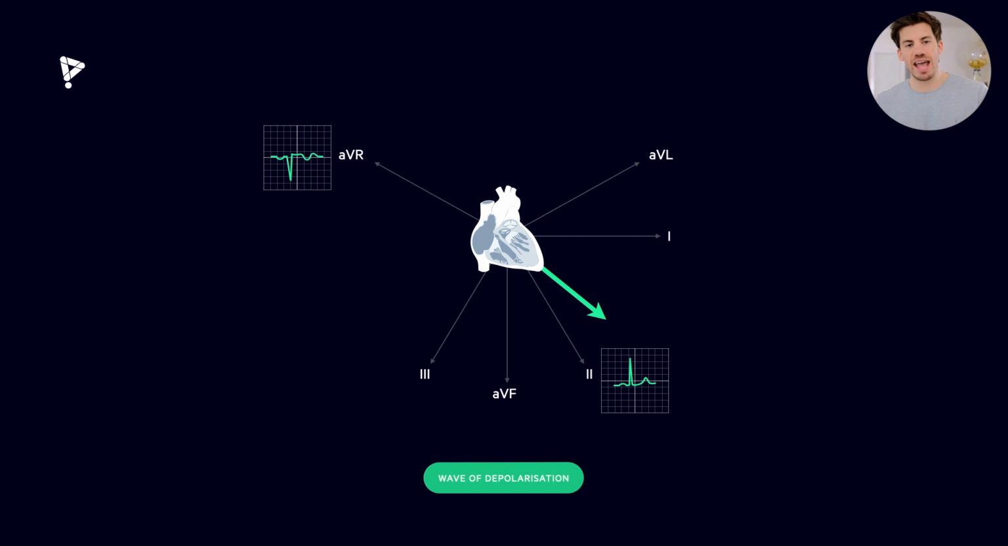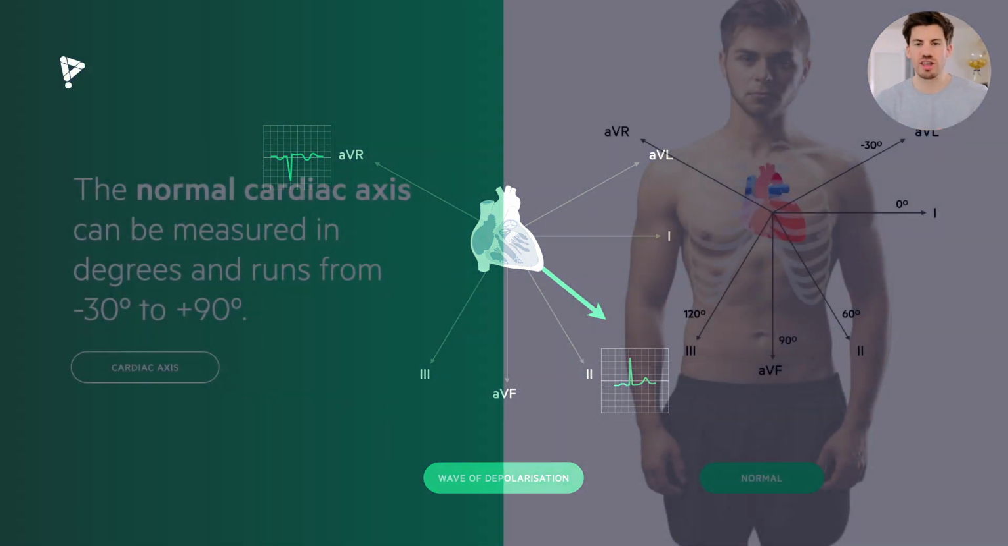So we can see that AVR is predominantly negative because it's passing away, and lead 2 is predominantly positive because it's going towards lead 2. And we can see that as a dominant R wave here, so a very big up spike in the QRS complex, and we can see a dominant S wave in AVR, so a predominant negative spike in AVR. And this is the principle of axis. What is that average wave of depolarization? Which direction is it going in?